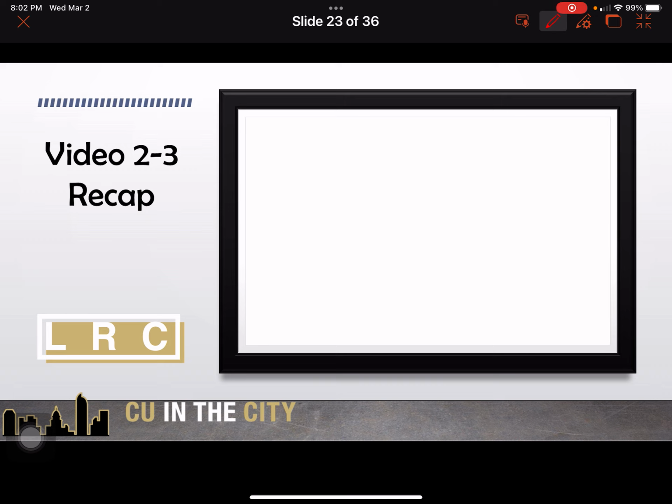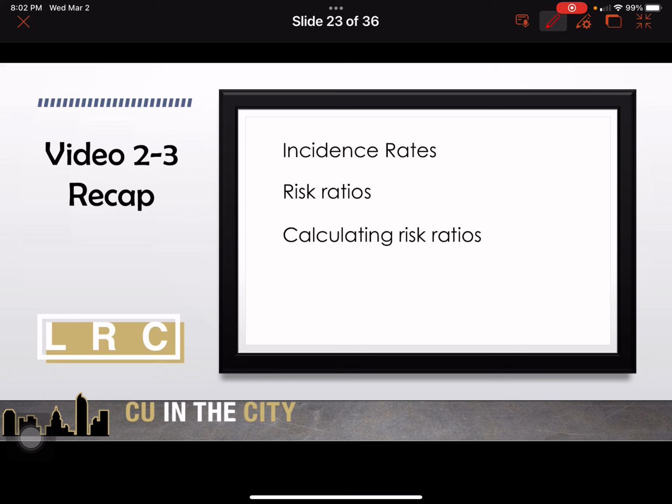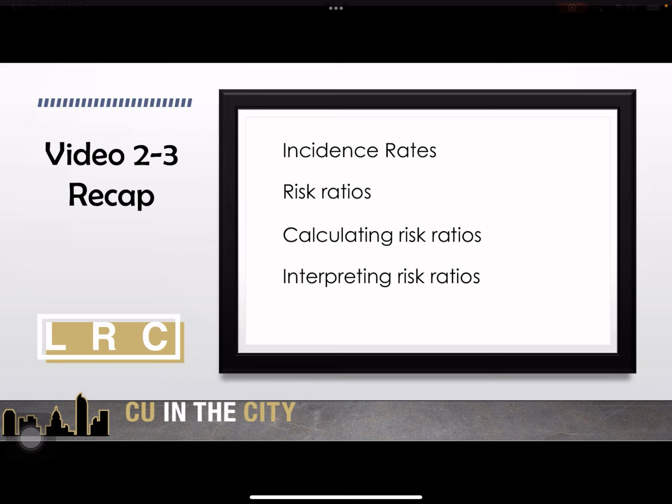So to recap video 3, we reviewed incidence rates, learned how they are part of risk ratios, calculated a risk ratio using a completed 2x2 table, and learned how to interpret risk ratios. We also discussed some tips to help prevent confusion when reporting these interpretations. Please continue to video 4 where we will dive into odds ratios next.